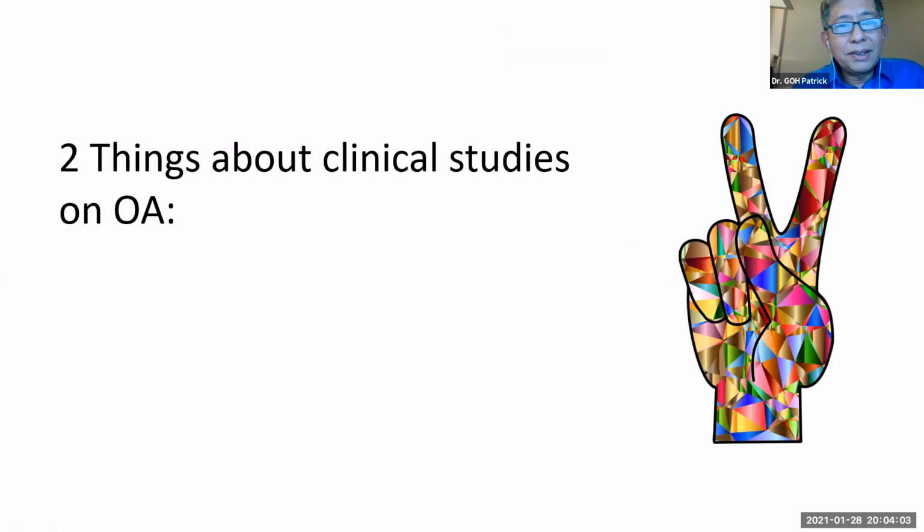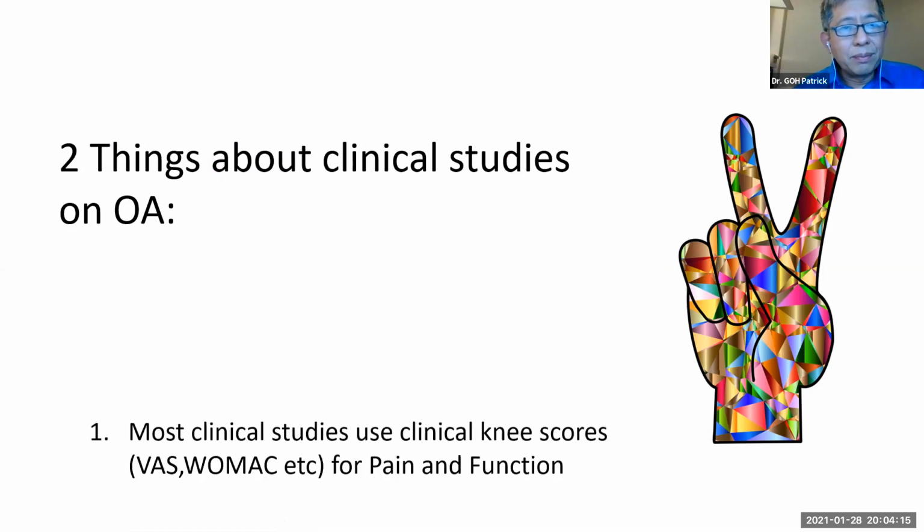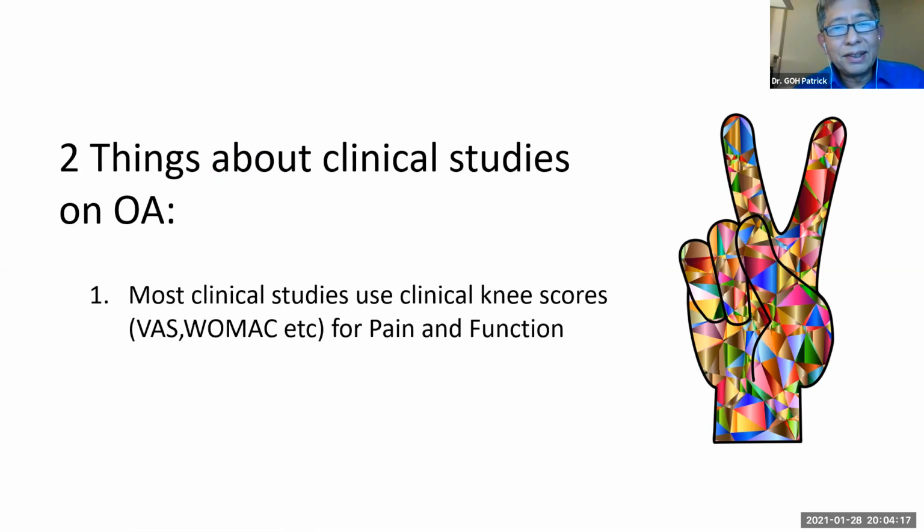Before we go into that, there are just two things about clinical studies on osteoarthritis which you need to be mindful of, and Dr. Matt Savat sort of alluded to it a little. Number one is that most clinical studies use clinical knee scores. Most, but not all, but the majority of them, use some subjective measure of pain and function to determine the outcomes.